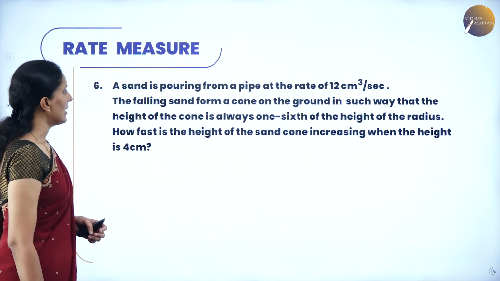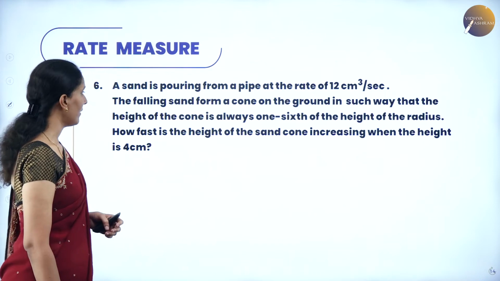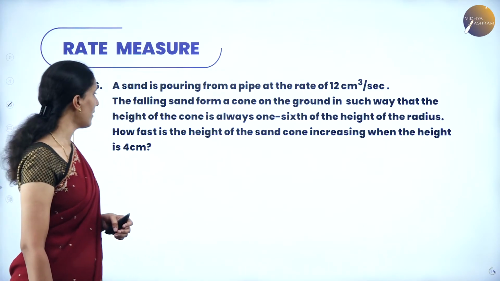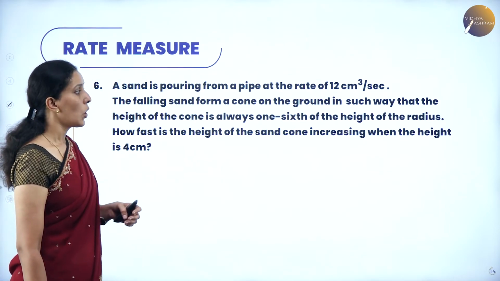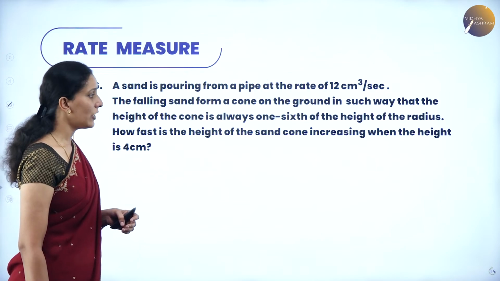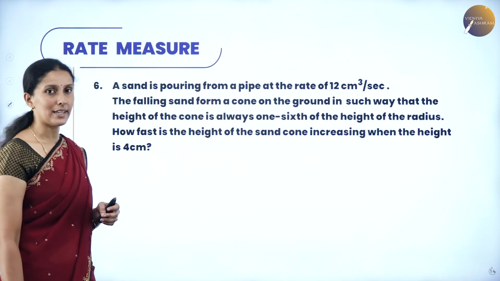Next question. Sand is pouring from a pipe at the rate of 12 centimeter cube per second. The falling sand forms a cone on the ground in such a way that the height of the cone is always 1/6 of the radius. How fast is the height of the sand cone increasing when the height is 4 centimeter?